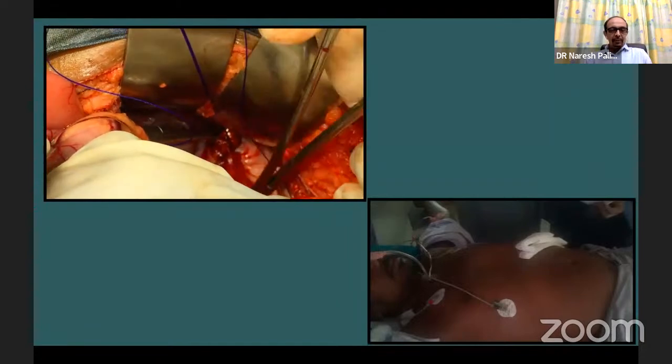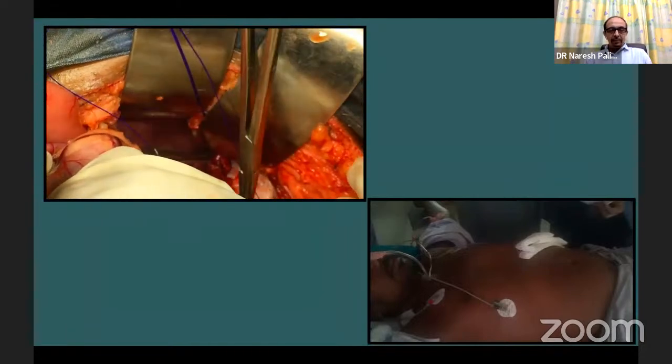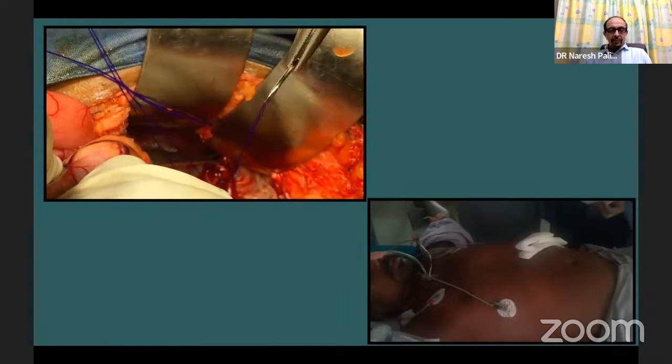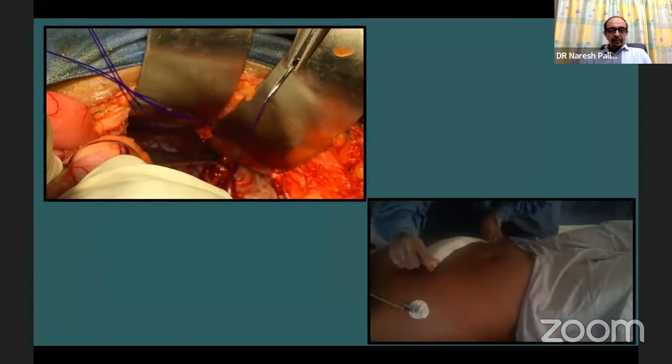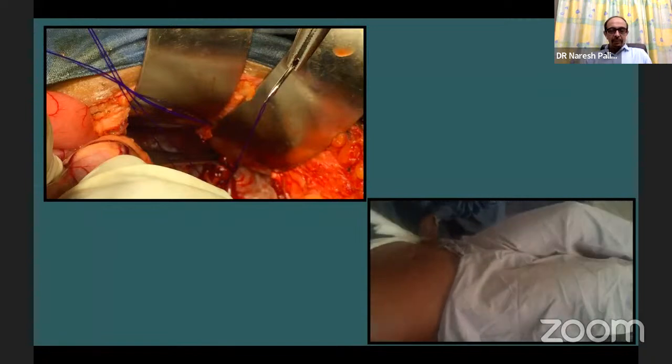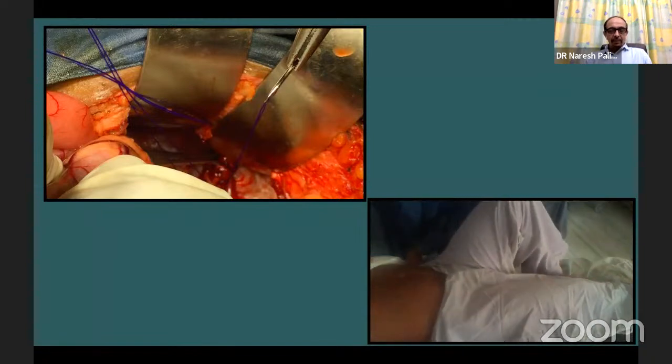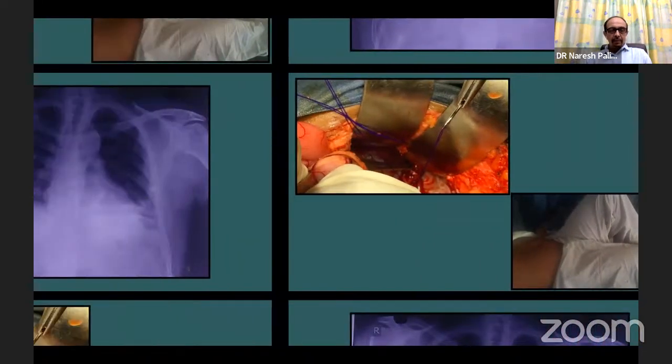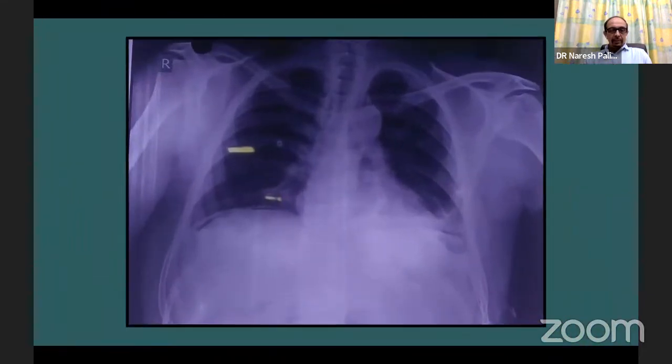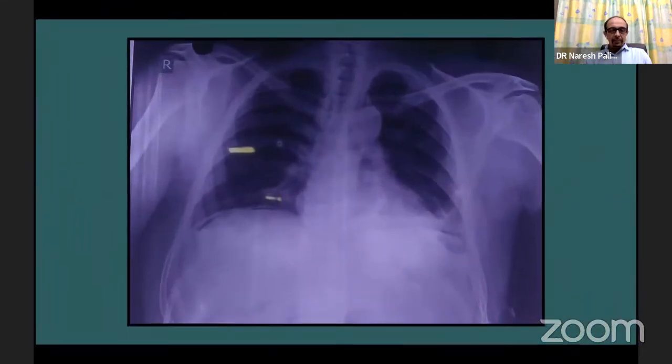This was done under combined spinal and epidural. Same patient at the end of surgery. Now he is ready to shift himself. The next X-ray of the same patient, full expansion of the left lobe open.